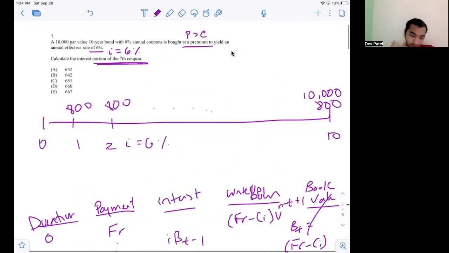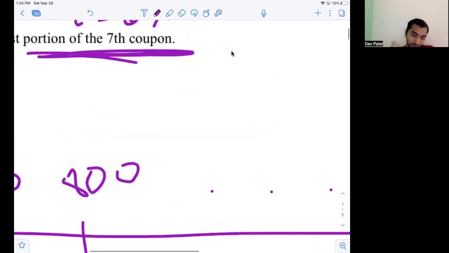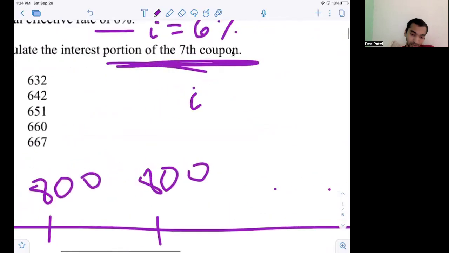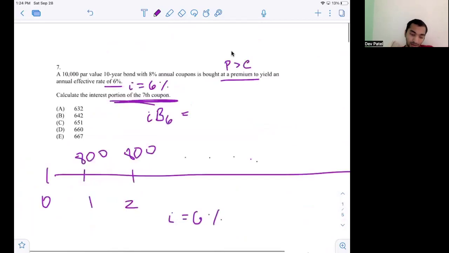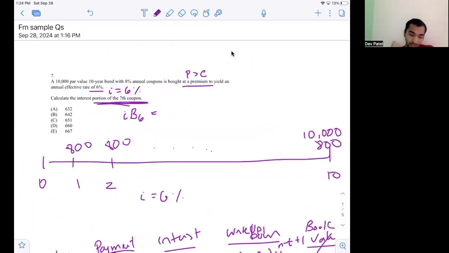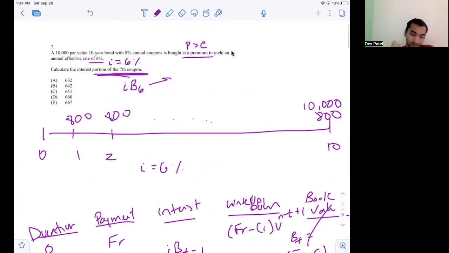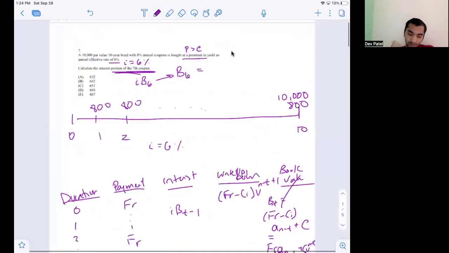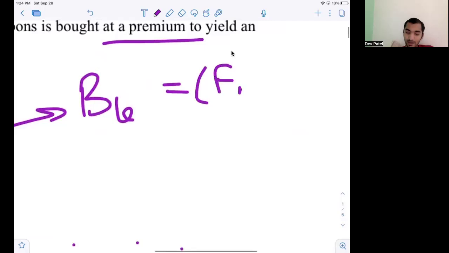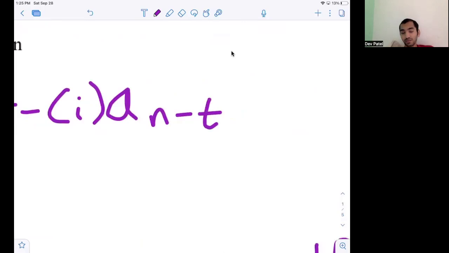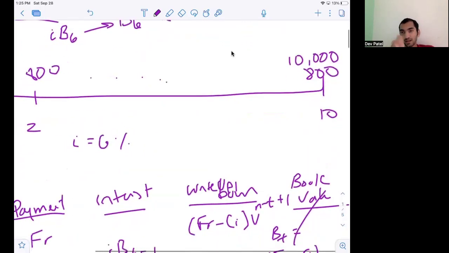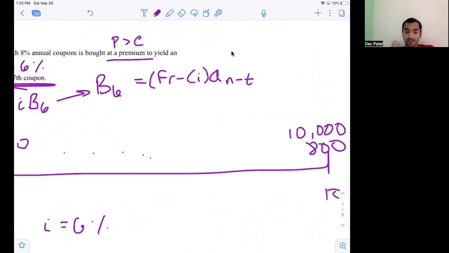Let's just label this. Okay, so we have our time diagram set up. We want to calculate the interest portion of the seventh coupon. We know that the interest portion of the seventh coupon is equal to i times B6, the book value of the sixth payment, and we know that to find the sixth book value, we have this formula here that we can use: (Fr minus Ci) a of n minus t, not t plus 1. That's one of the things we need to remember: for write up / write down it's n minus t plus 1, and book value is just n minus t, plus C.